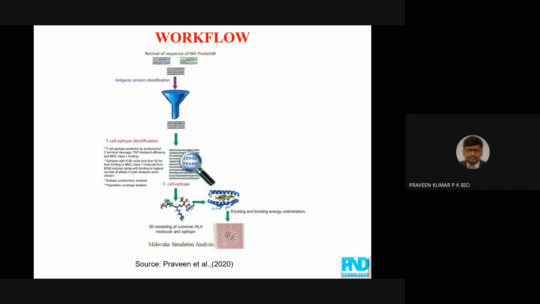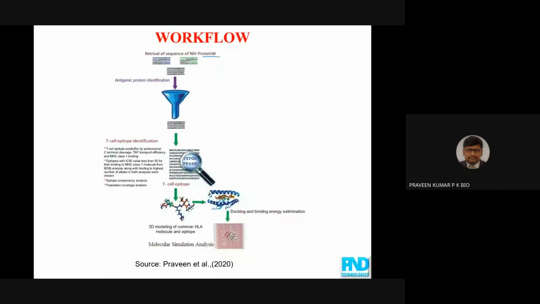We initially started with a protein called protein W. We have so many structural and non-structural proteins in Nipah virus, and all the other structural and non-structural proteins are already worked on and published. The only protein yet to be published is protein W, so I chose this as the target. I took the FASTA format of the sequence. Of course, this is also virulent in nature. So I took protein W as the target and started identifying the T cell epitopes.